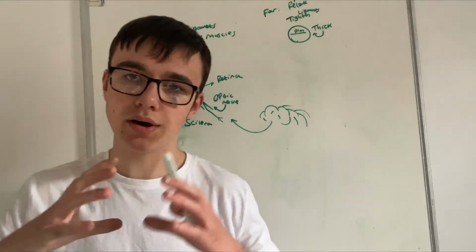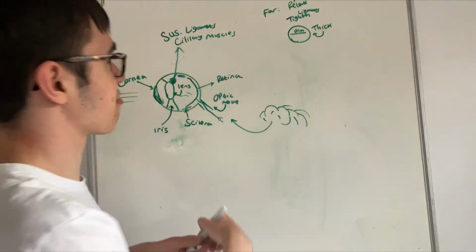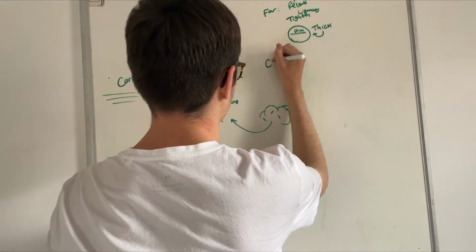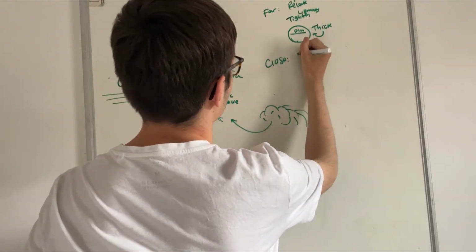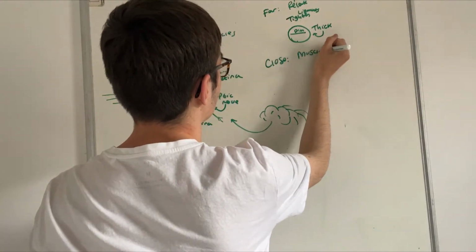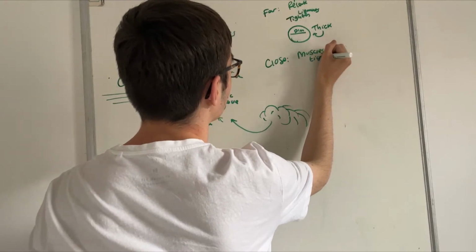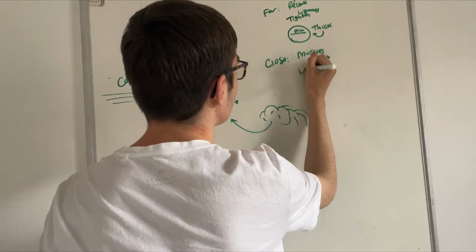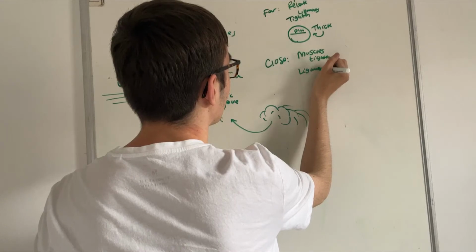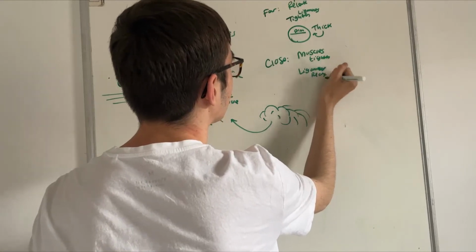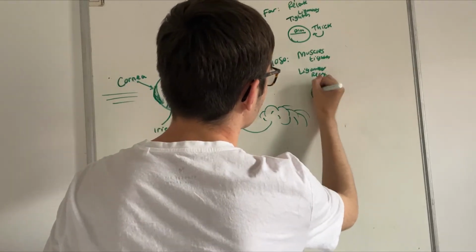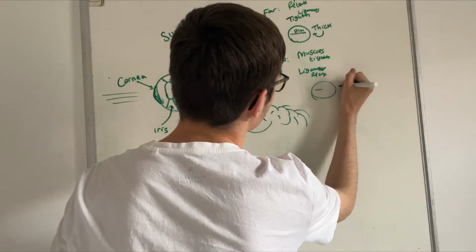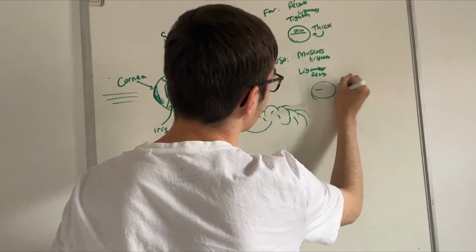The lens has a wider diameter. That'll get you a mark, trust me. And then obviously if you're looking at something close, the opposite happens. The muscles tighten. So your ligaments are going to relax, which means there's a less diameter, which means it's going to be thin.